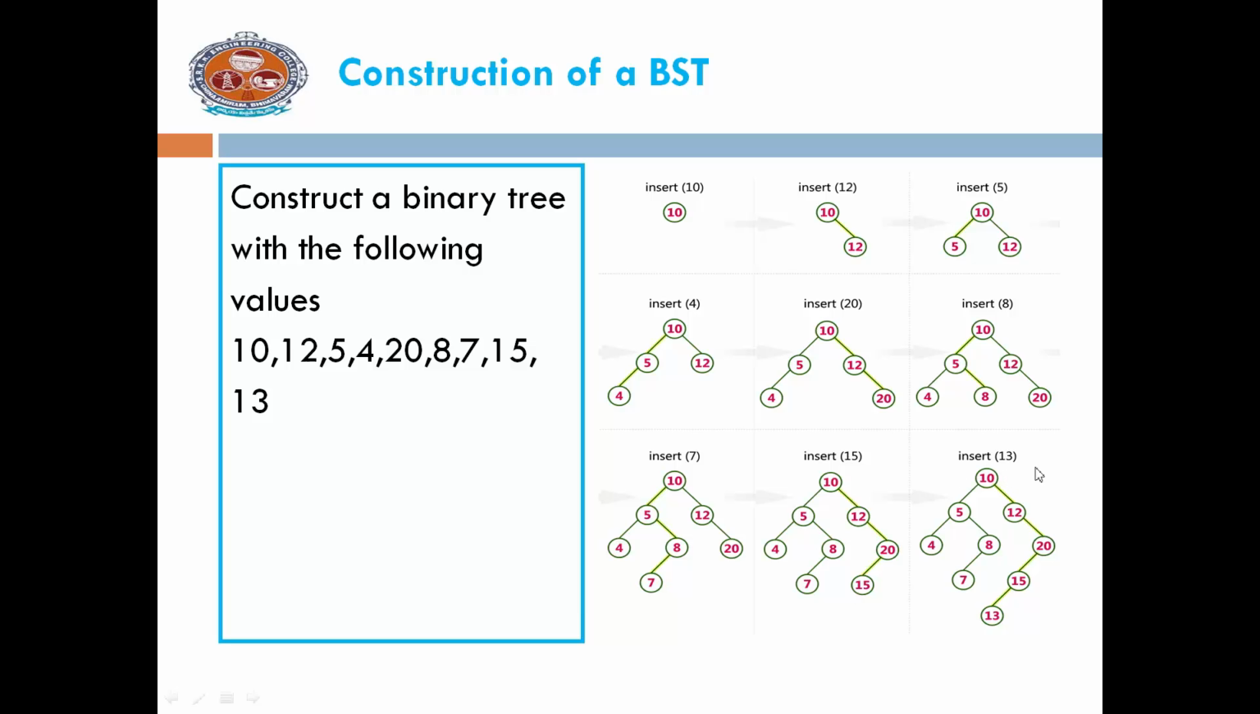At last insert 13. Again start comparing with the root value. 13 is greater than 10, so you have to traverse right. That is, you come to 12, the right child of the root. Now compare 13 with 12. 13 is greater than 12, so again you have to traverse towards right.